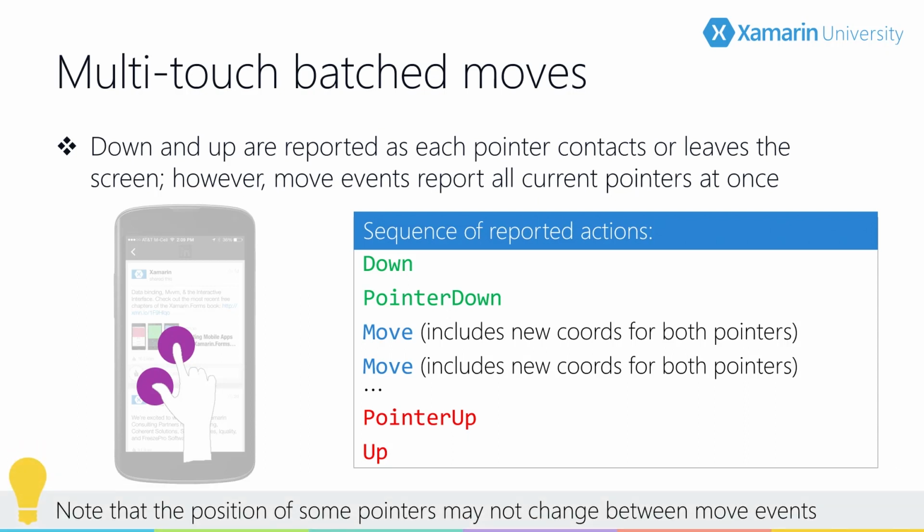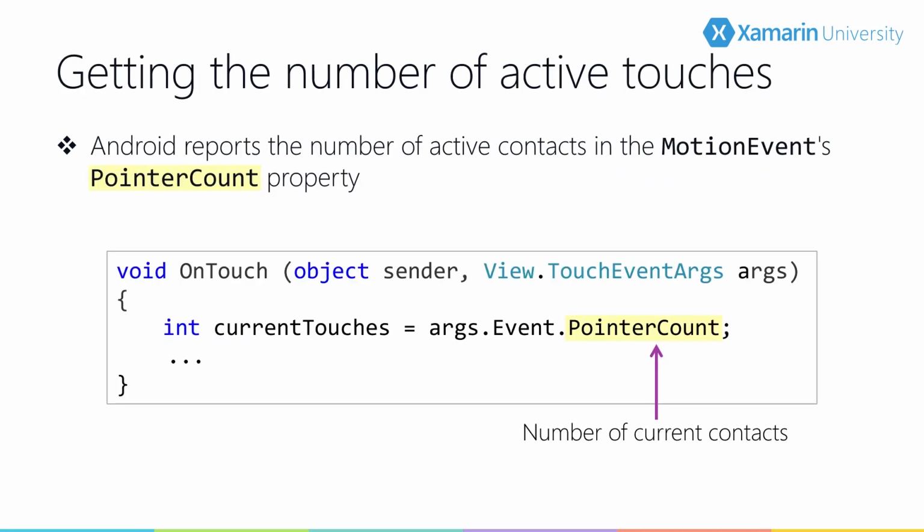Because the move actions are batched, it could happen that some of the pointers might not have changed position since the last move event. If you need to detect this case, it's your responsibility to store the previous positions and then do the comparison yourself. The MotionEvent object has an integer property called pointer count that tells you the number of active touches. Later on, we'll see how we can use pointer count to retrieve all of the x and y coordinates during a move operation.